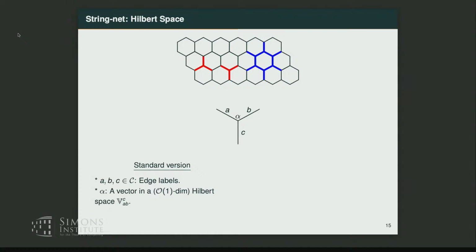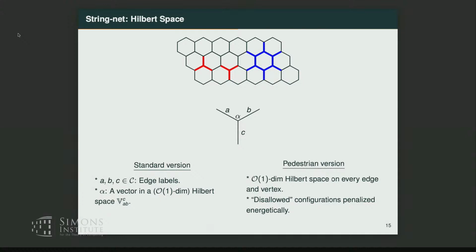And I'm just pointing out that this is a standard way in which people talk about this. But maybe a more pedestrian way of thinking about this is that there's a constant dimensional Hilbert space on every edge and vertex, and we just energetically remove anything that we don't want. So if we want to disallow certain combinations of A, B, and C, we just add a constraint that prohibits them from being satisfied. So this is the easiest way to think about it.